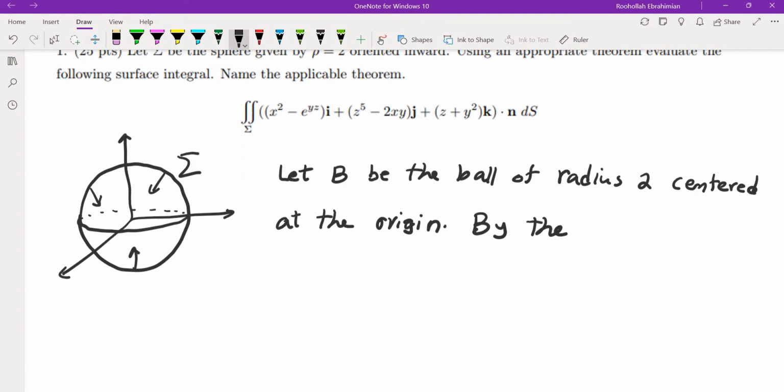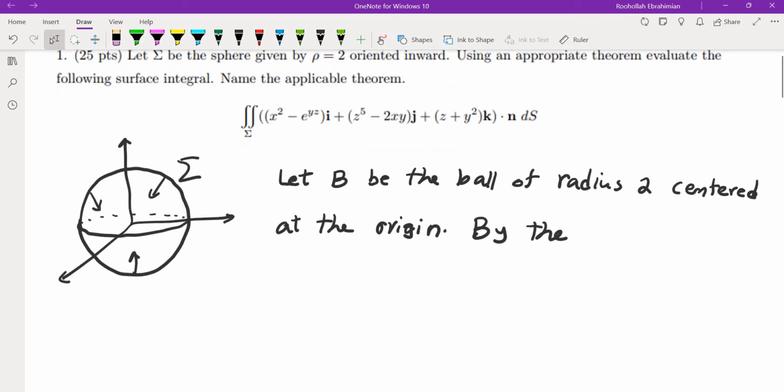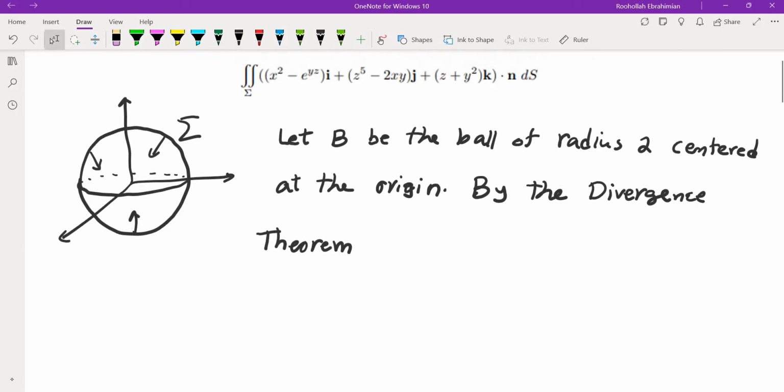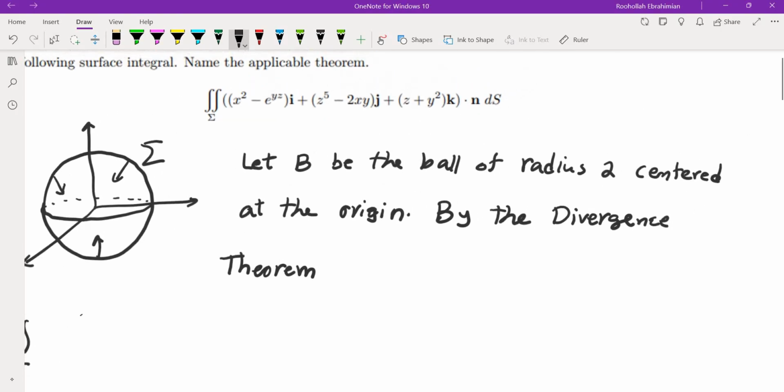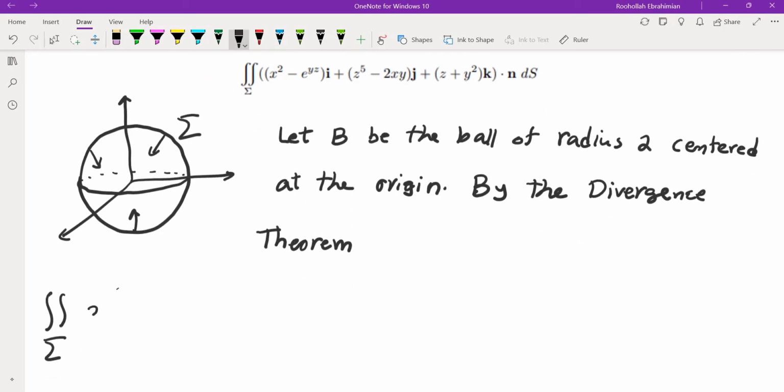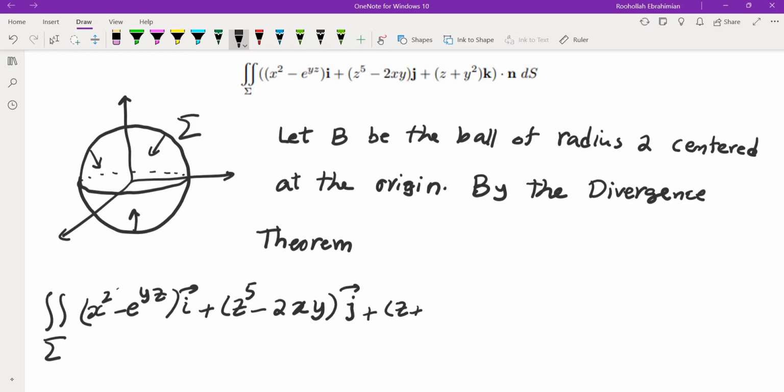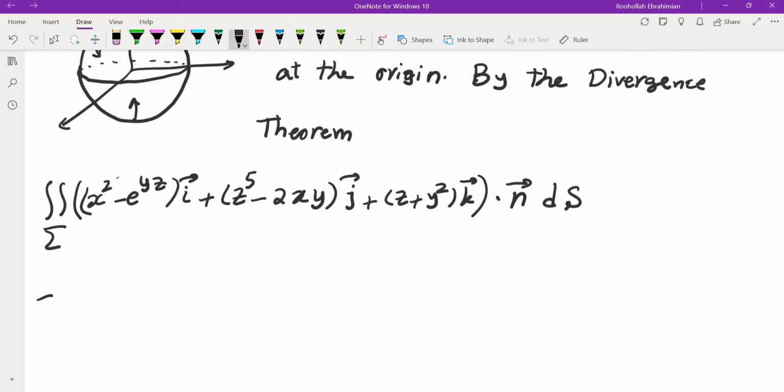So by the divergence theorem, and they also instructed us to name the theorem, we would get the given surface integral of (x squared minus e to the yz) i plus (z to the fifth minus 2xy) j plus (z plus y squared) k dot n dS. Because the orientation that they gave us is inward, we'll need a negative sign. So that would be negative triple integral over the ball of the divergence of this.